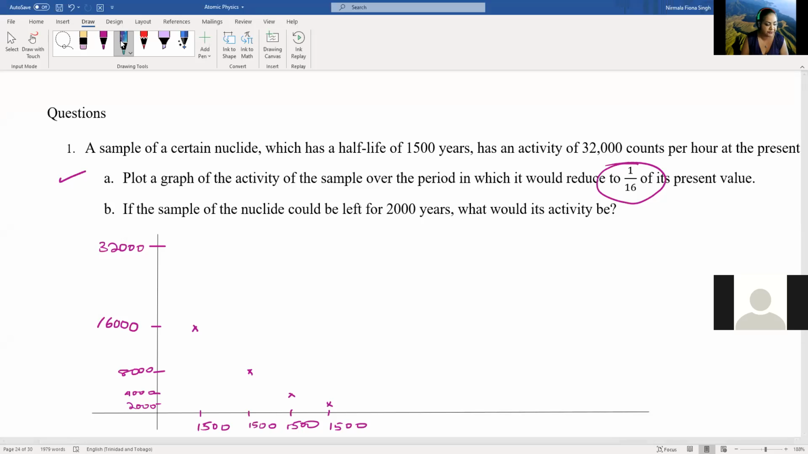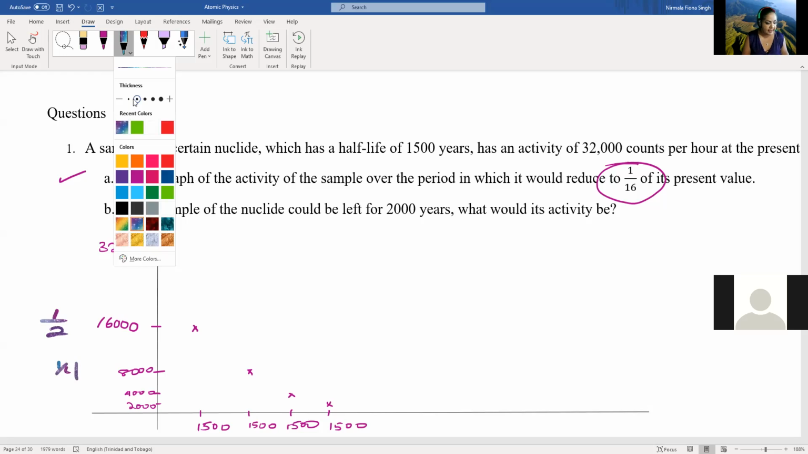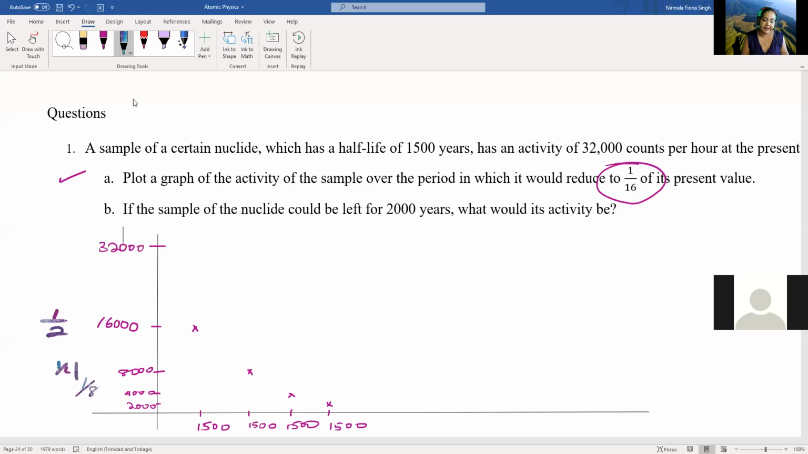Half of 32,000 is 16,000. Half of 16,000 is 8,000, so half is a quarter. You all understood what I did there, right? Half of a half. Then half of 8,000 is 4,000. So half of a quarter is 1/8. And then half of 4,000 is 2,000, and half of 1/8 is 1/16.